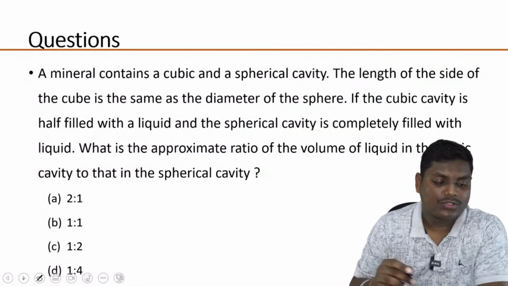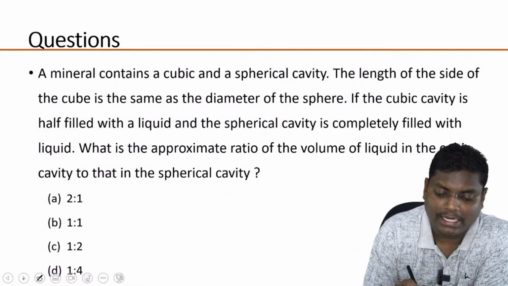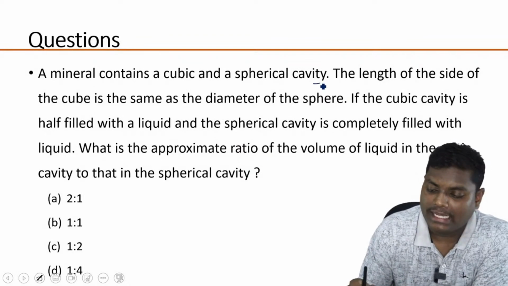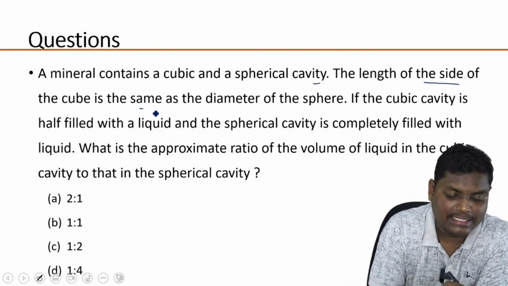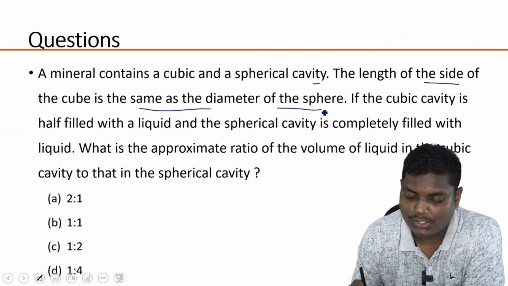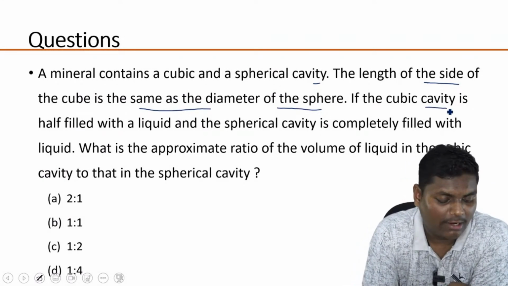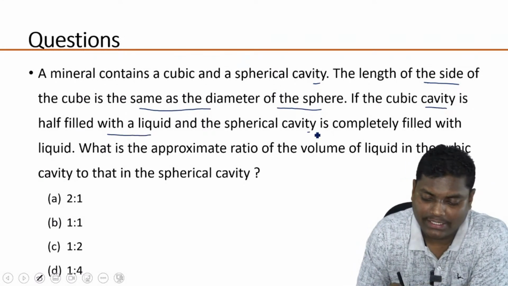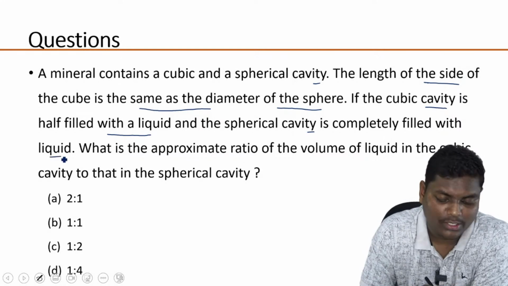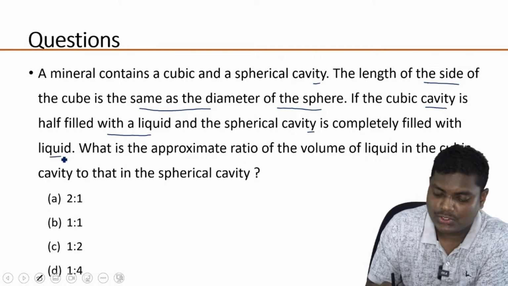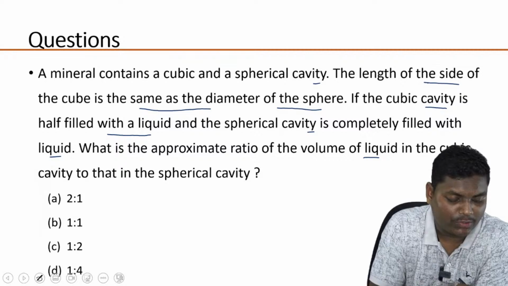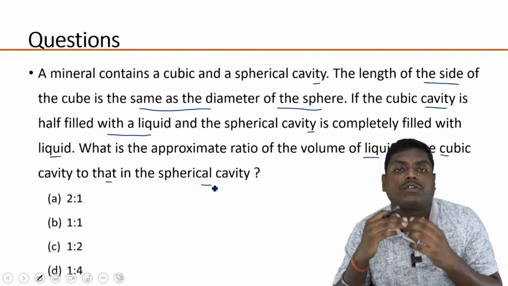Okay, so a mineral containing a cubic and a spherical cavity. The length of the side of the cube is the same as the diameter of the sphere. If the cubic cavity is half filled with liquid and the spherical cavity is completely filled with liquid, what is approximately the ratio of the volume of liquid in the cubic cavity to the spherical cavity? This is the question it is asking.